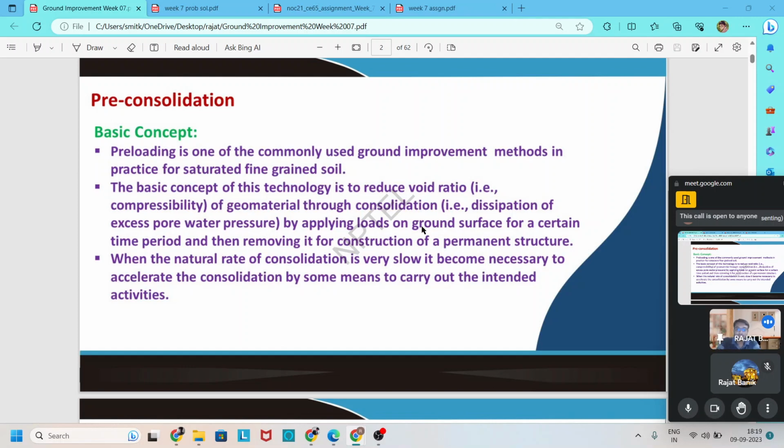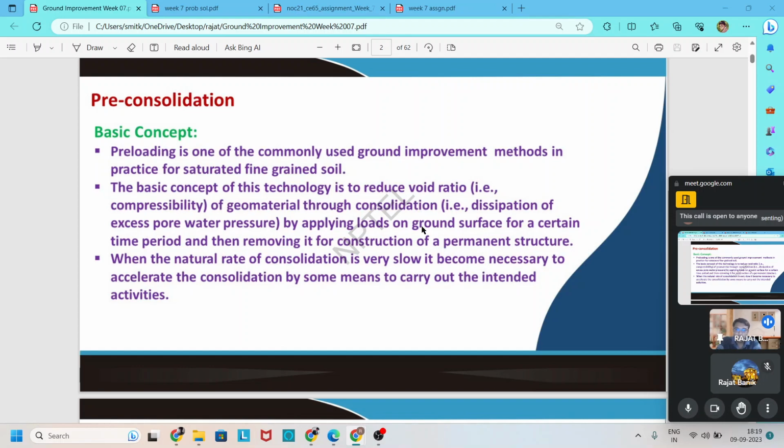So it is dissipated through some voids or pore spaces, and due to this dissipation of excess pore pressure, effective stress increases, and in that way settlement is created and the ground strength increases. And it is also said that when the natural rate of consolidation is very slow, it becomes necessary to accelerate the consolidation by some means to carry out the intended activities. We discuss this last point in the upcoming slide.